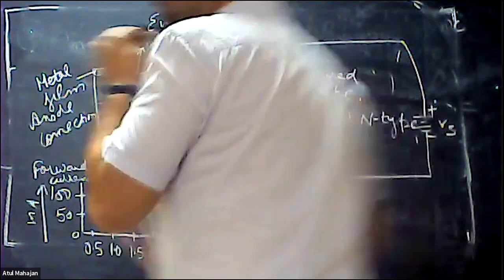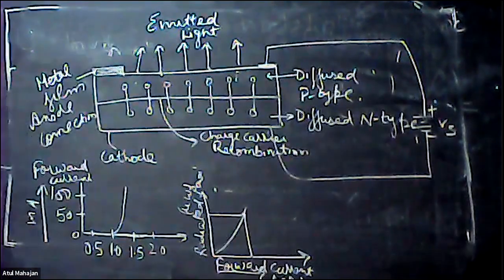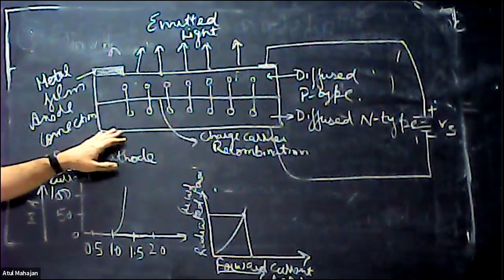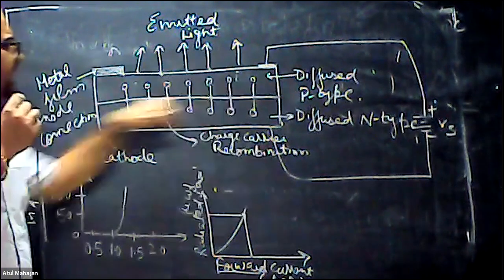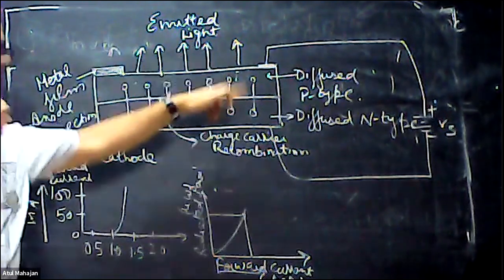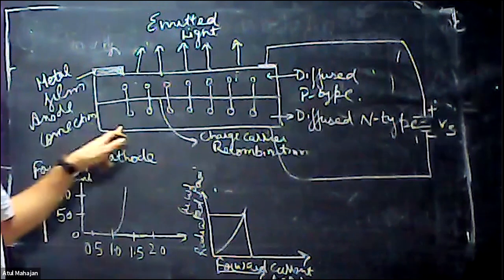Okay, class. So we can see it over here. This is the construction diagram of the LED which we are using over here. This is the outer casing of the LED structure.